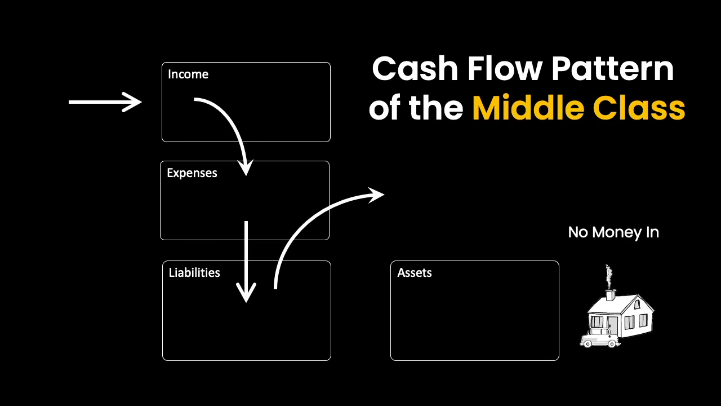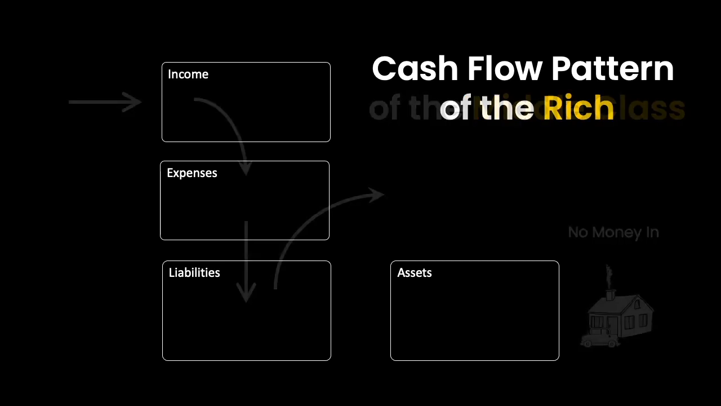The cash flow pattern of the middle class looks like this because their assets don't generate enough money to take care of their costs. And therefore, to take care of their costs, they have to depend on earned income. And if the earned income stops, their lifestyle cannot be maintained. Which brings us to the cash flow pattern of the rich.